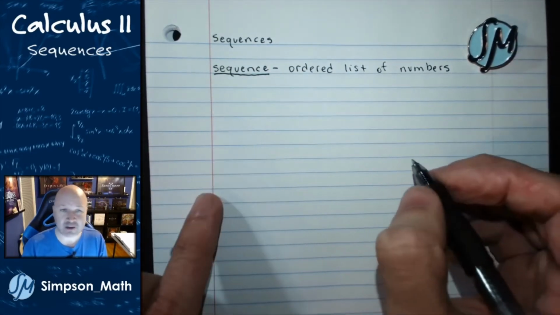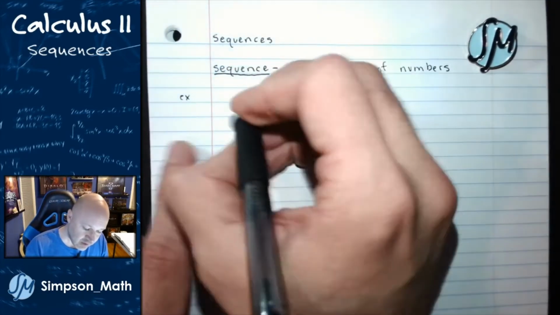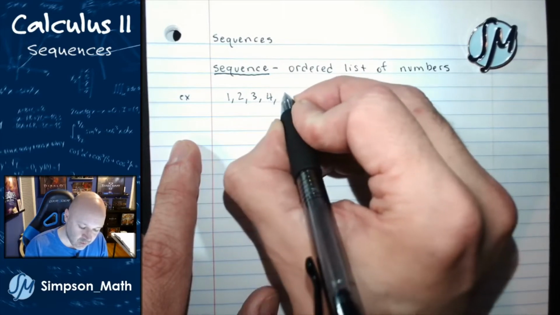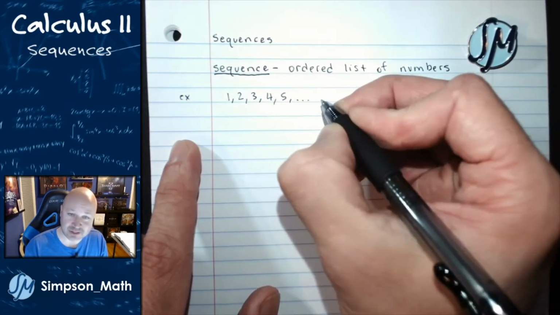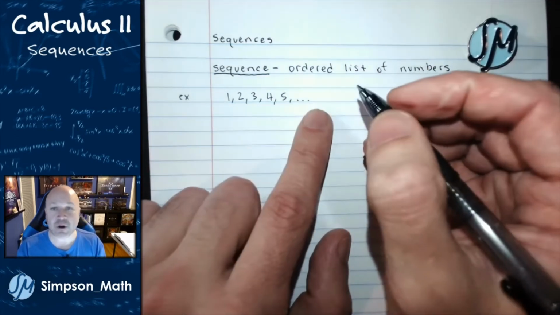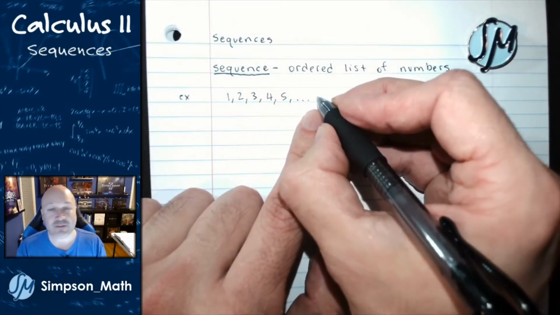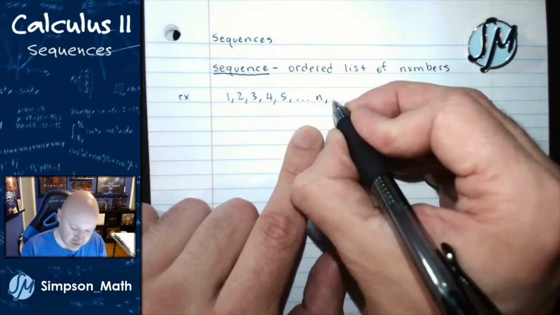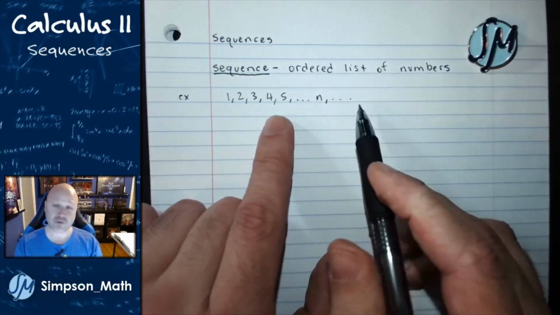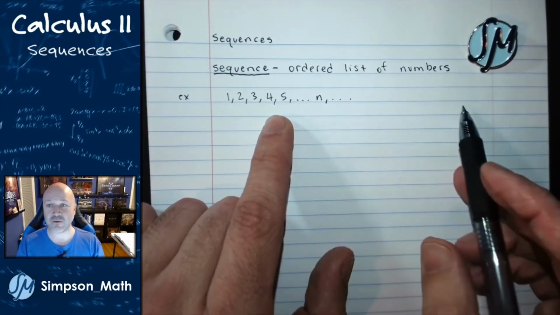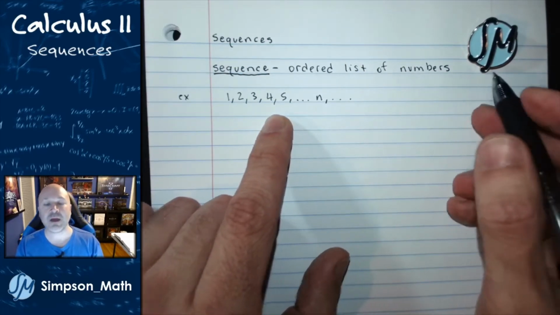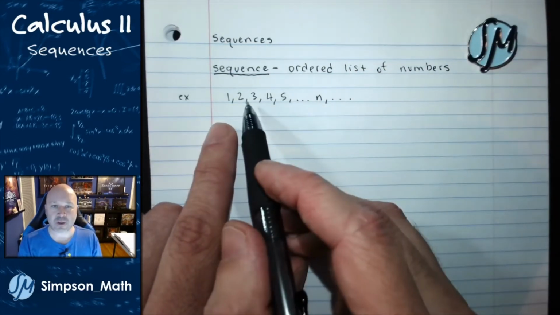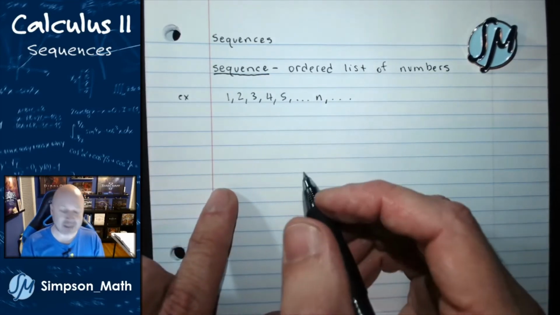All right, let me just put down an example of a sequence. Something like 1, 2, 3, 4, 5. I think you get the picture, and I can keep going. And then I could even talk about the nth term of this sequence. And I can just continue and continue and continue. So this sequence is indefinite. It goes on forever. I'll have a 100th term, and that n will just keep getting bigger and bigger. And there's an order to this. The numbers seem to be increasing by 1 every single time.